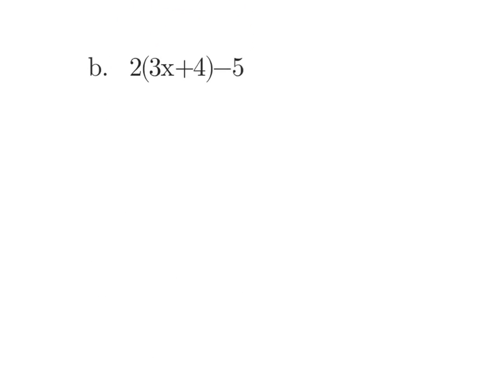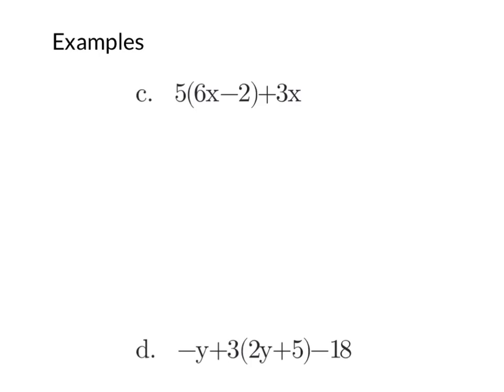Example B, 2 times (3x plus 4) minus 5. So we start by distributing. I get 2 times 3x is 6x. 2 times 4 is plus 8. And I bring down my minus 5. We can combine like terms. I can combine my constant terms, my 8 and my negative 5. I'm going to bring down my 6x, and 8 minus 5 is plus 3. All right, let's try example C.